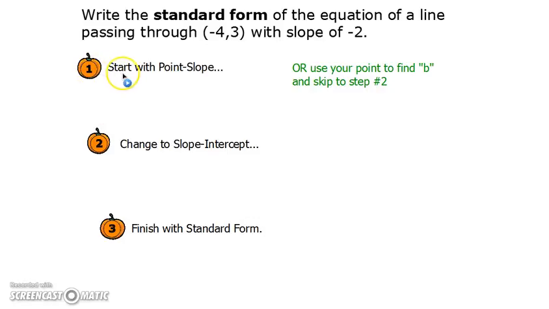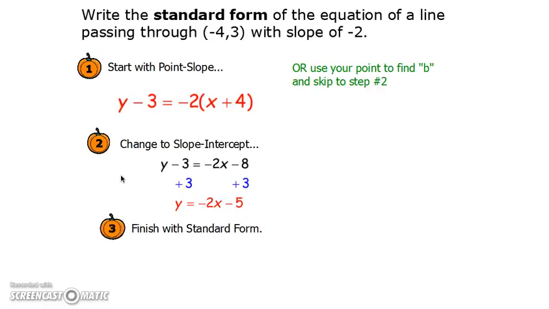Option number 1 is to start with a point-slope equation. So taking my x1 and my y1 and my slope, I can write that point-slope equation. Then, simplifying, I can distribute that -2 and move my -3 to the right side, making a slope-intercept equation.